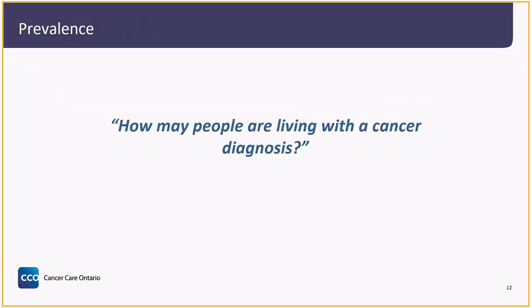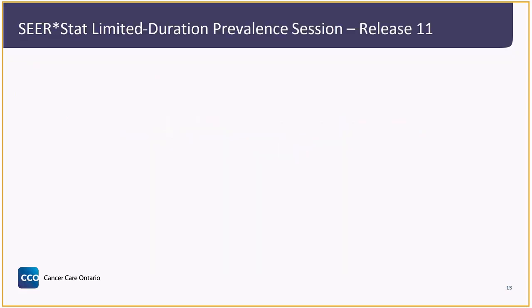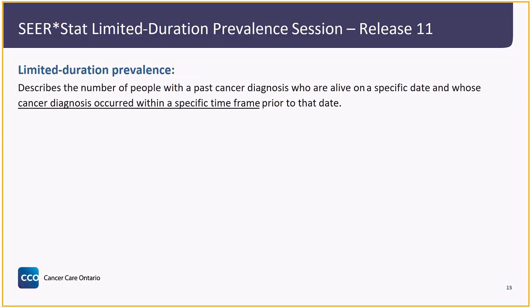So prevalence is another key measure for assessing the burden of cancer at the population level. It asks how many people are living with a cancer diagnosis. Cancer prevalence can be used to inform the allocation of diagnostic, treatment, and care resources. In the limited duration prevalence session in Release 11, we can produce prevalence counts specifically for limited duration prevalence, which is the number of people with a past cancer diagnosis who are alive on a specific date and whose cancer diagnosis occurred within a specific time frame prior to that date.